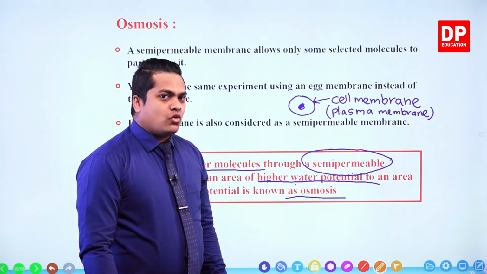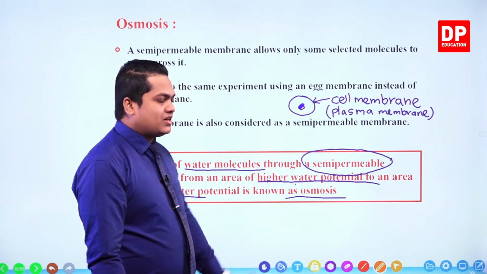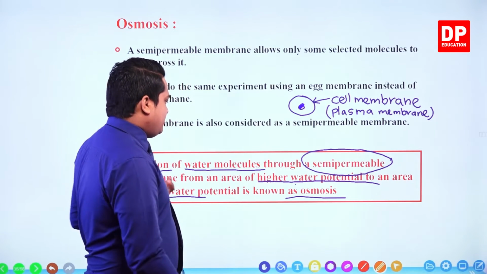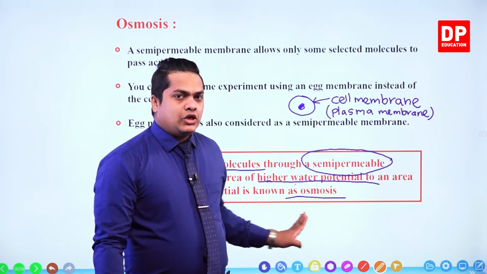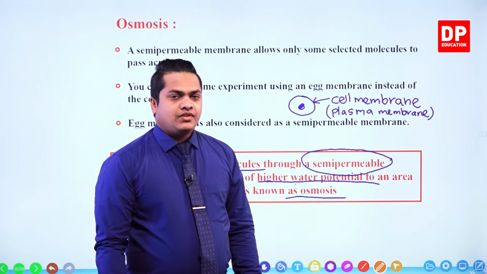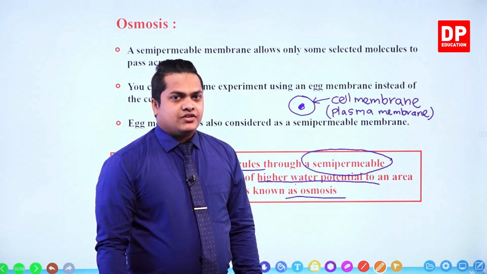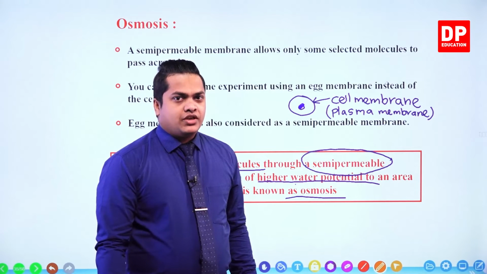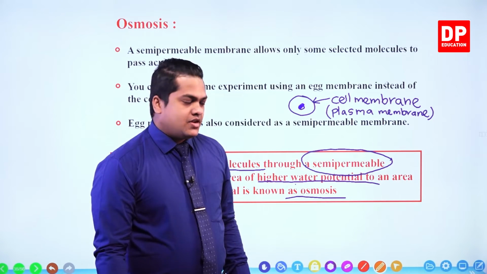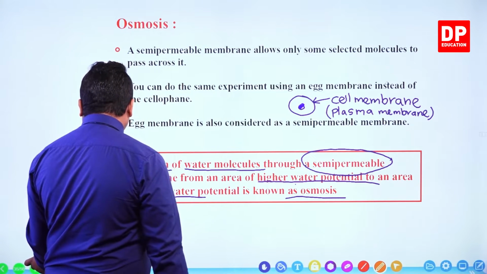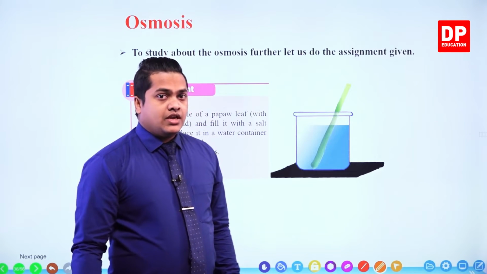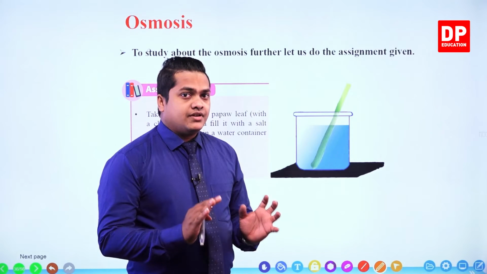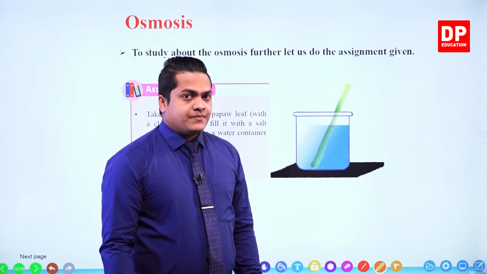Right? So always you know that diffusion means higher to a lower concentrated area. So diffusion of water molecules through a semi-permeable membrane is simply, we can say, osmosis. This is osmosis, my dear children. So I hope that you got a good knowledge about the osmotic process. So to study osmosis further, let us do the assignment given. Now there is another assignment given in order to investigate further things related to the osmosis process.